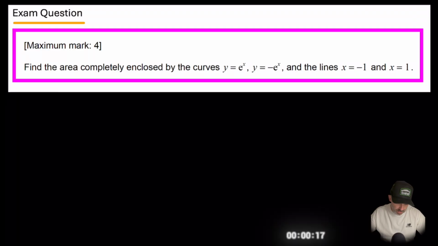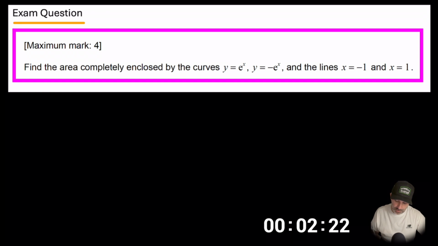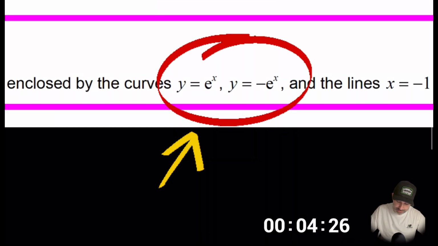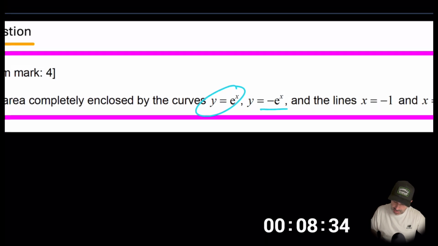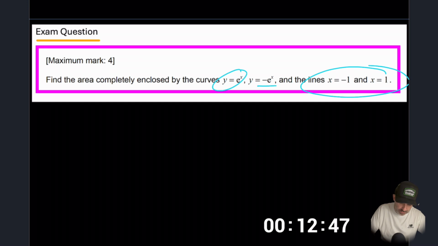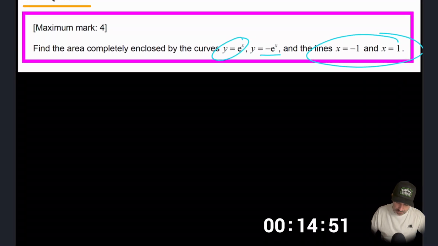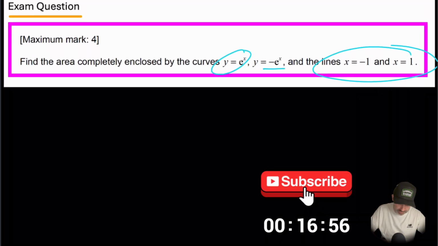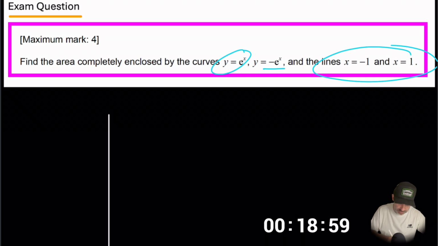Okay, start the clock. So find the area completely enclosed by the curves y equals e to the x and negative e to the x, and also these lines x equals -1 and x equals 1. So it's not totally necessary to have to draw this out, but I think for understanding purposes, we can see what's going on a little bit better.